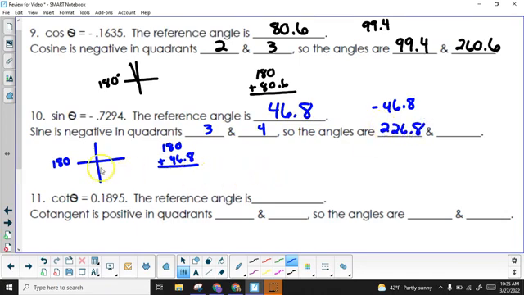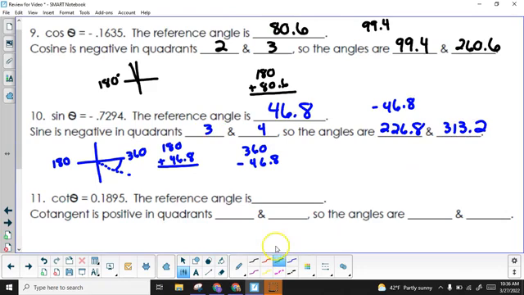And for the fourth quadrant, our closest x-axis is 360. So what angle is 46.8 degrees away from 360? So we do 360 minus 46.8, and we get our value of 313.2. Make sure that your angles are actually in the quadrants you specified. Like 226.8 is actually in the third quadrant, yes, between 180 and 270. And this is actually a fourth quadrant angle, yes, between 270 and 360.